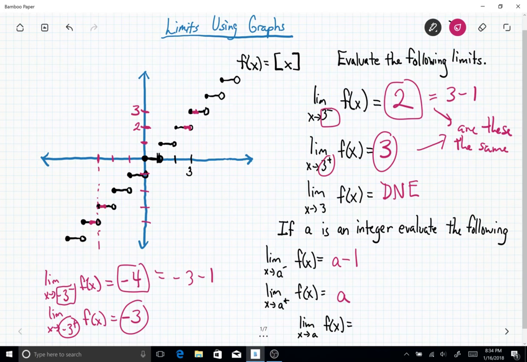Notice these two values are not the same, so the limit as x approaches a of f of x will not exist for any integer. And that's how we go about solving these problems. We try and take some ideas, work a couple examples, and then generalize, and so on and so forth.